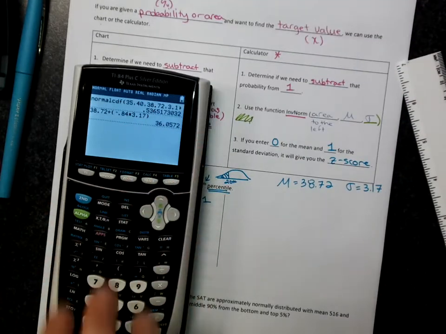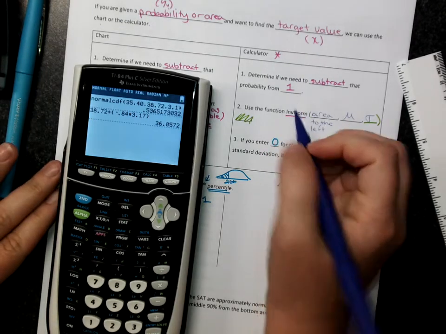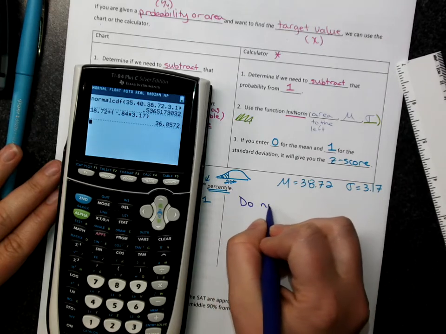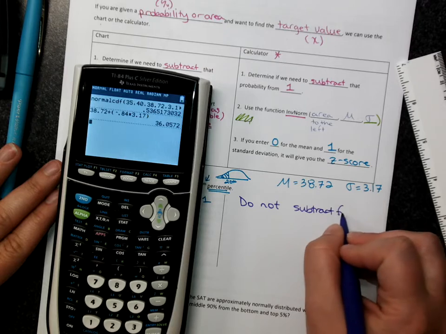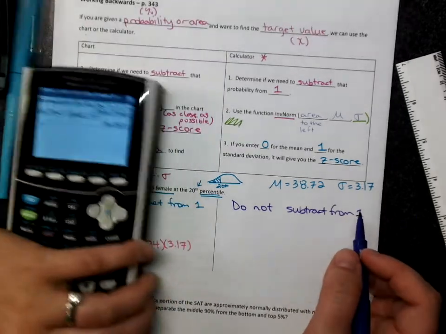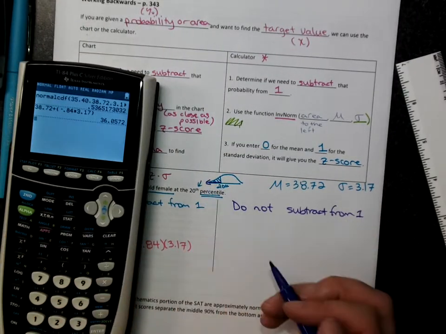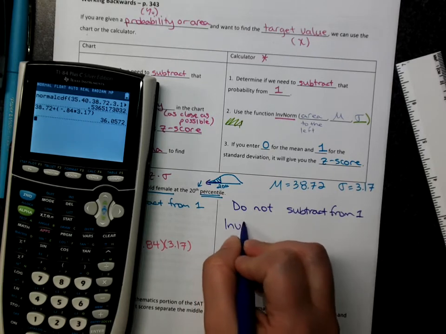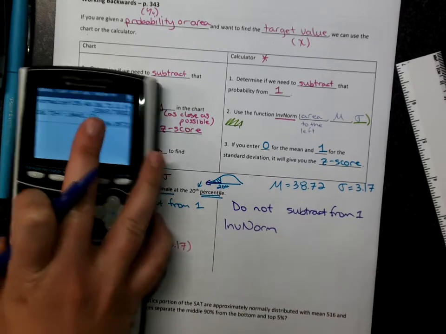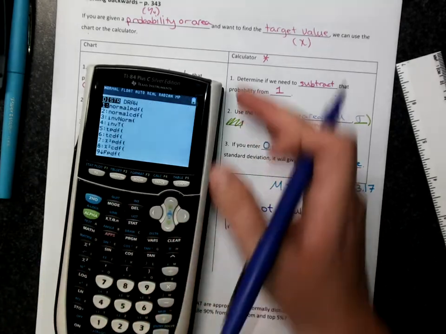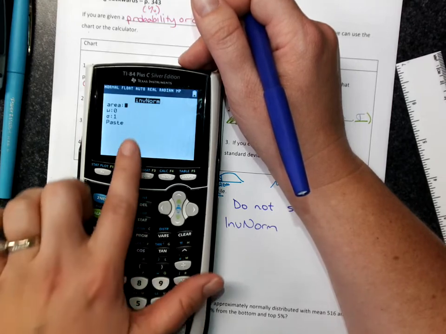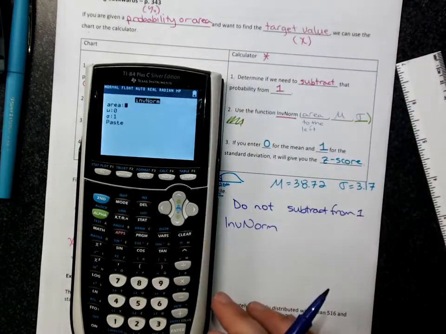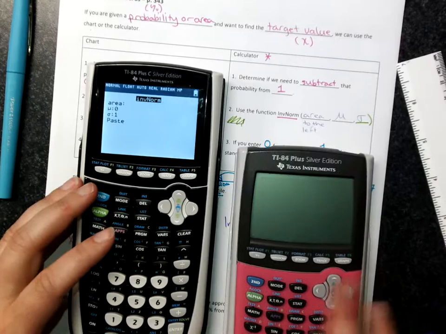Doing the same thing in the calculator. Again, you still have to think about if you have to subtract from 1. Because it's the same scenario, we do not subtract from 1. And that's because, again, percentile is already to the left, so we're okay. We're going to use the function inverse normal, which is under second vars. It's right below normal CDF. Inverse normal. The newer calculators kind of spoil you, asking for the area, the mean, and the standard deviation.